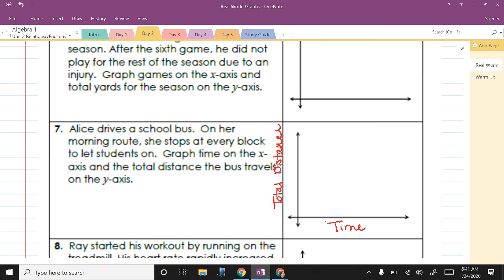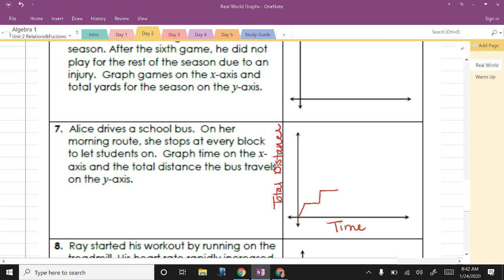Question for you. When she has stopped, what does that look like? Because she's not rolling down the highway when a kid is trying to get on. So you need some horizontal. We're not still rolling. Her distance will stay the same while time is going, right? All right, so we said that distance is never going to go down, right? But it is going to make some level places when she's stopping, right? So we should end up with something that looks like a staircase.